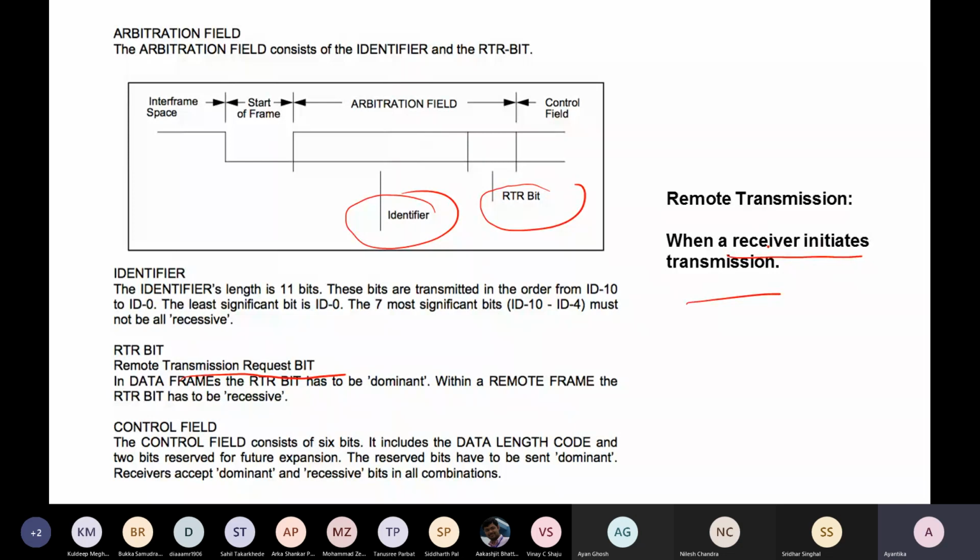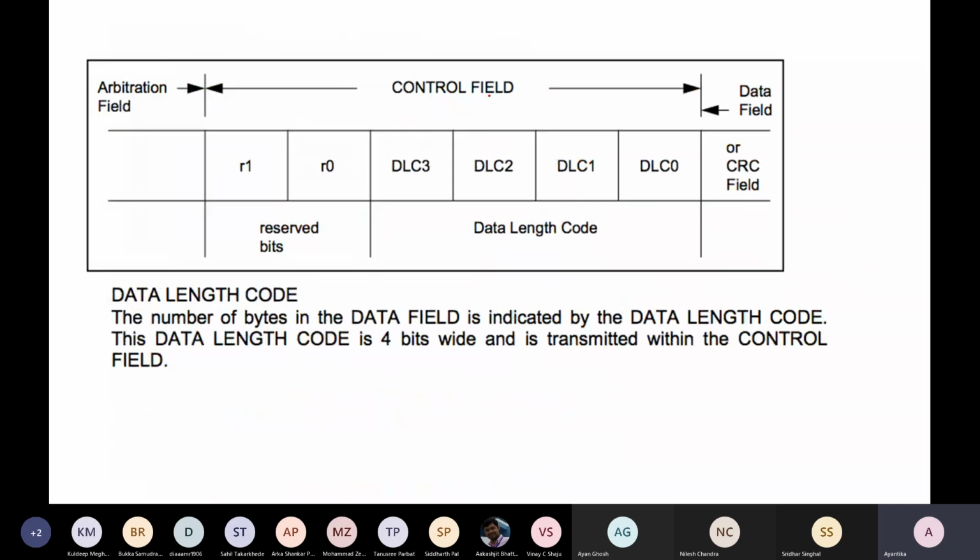That's all. That is called a remote transmission request, and for that this bit is set high, and this is a field related to that transmission. Then the control field, we will see one by one. This control field has some reserve bits associated with it, and then this is the data length code.